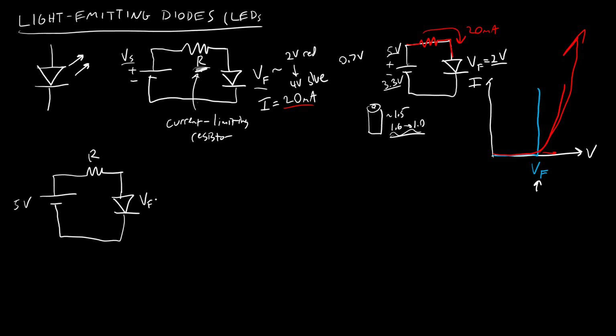And I'm going to say I have a forward voltage drop of 2 volts across that, and I want a current of 20 milliamps through the LED. What should this resistor be?